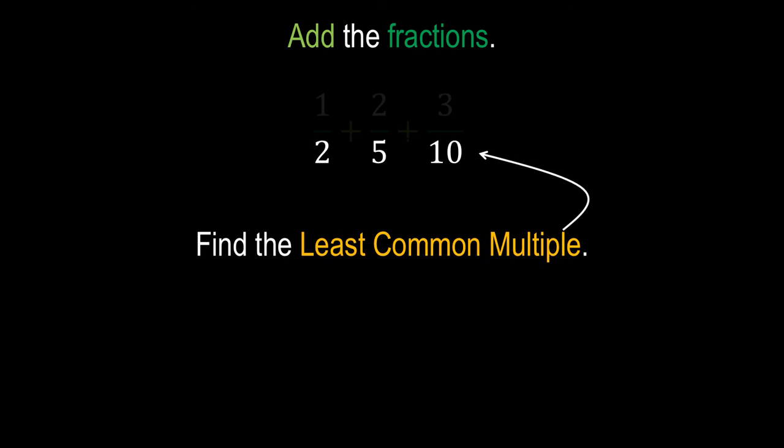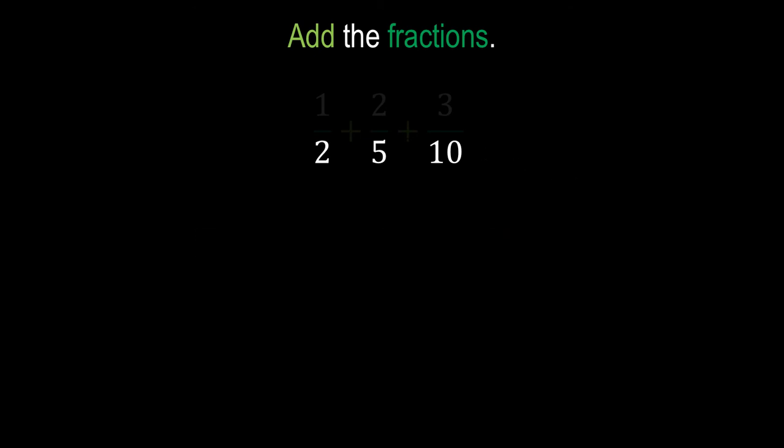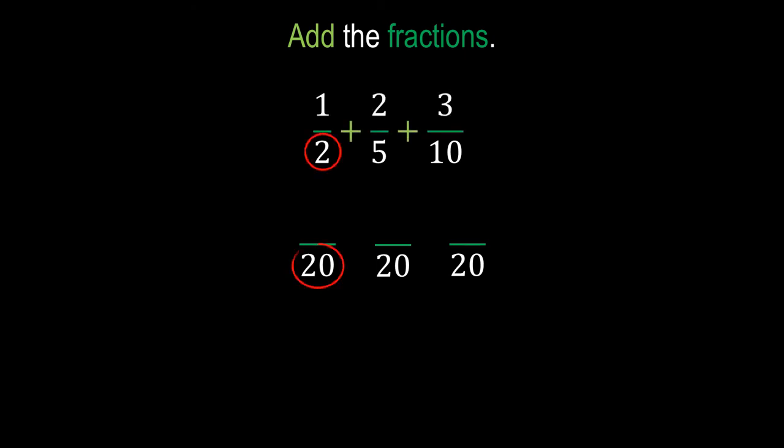The LCM of 2, 5 and 10 is 20. That means the denominators of the equivalent fractions can also be 20. Now we look for the number which is multiplied by 2 to get 20, and that number is 10. So we multiplied the same number with the numerator. 10 times 1 equals 10.